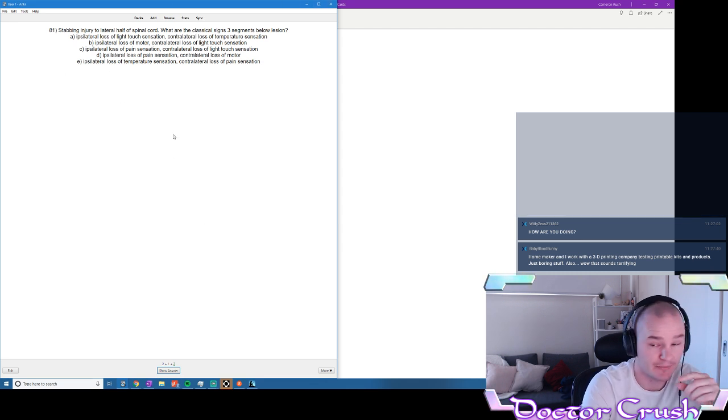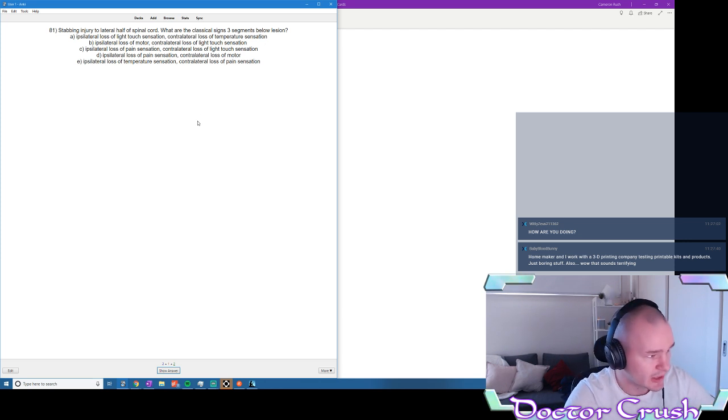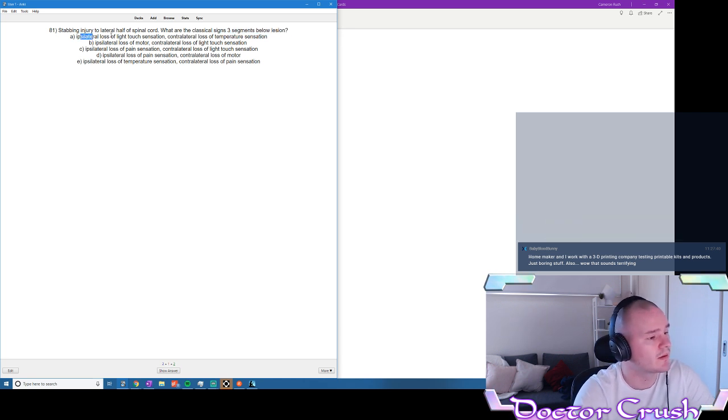All right, here we go. This is an interesting one. Stabbing injury to the lateral half of the spinal cord. What are the three classical signs, three segments below the lesion? Lateral loss of light touch sensation. Oh, shit. Okay.